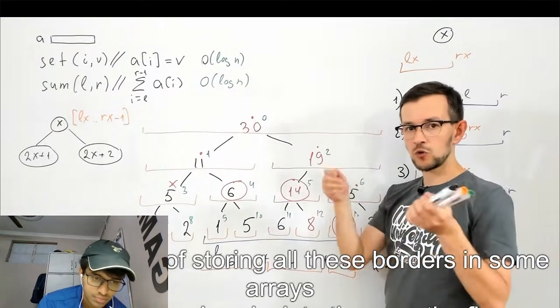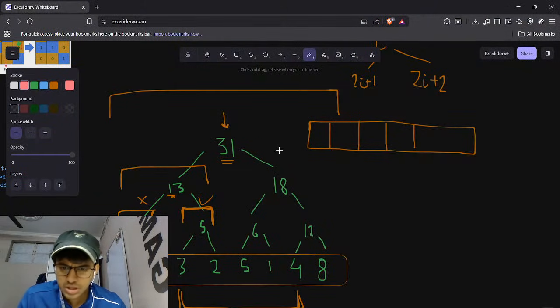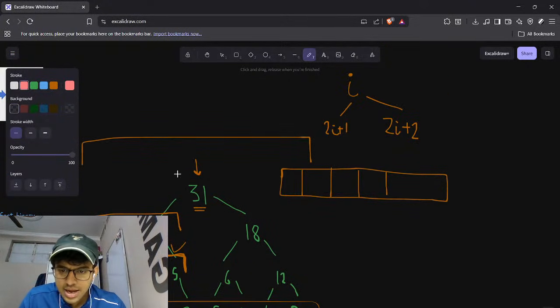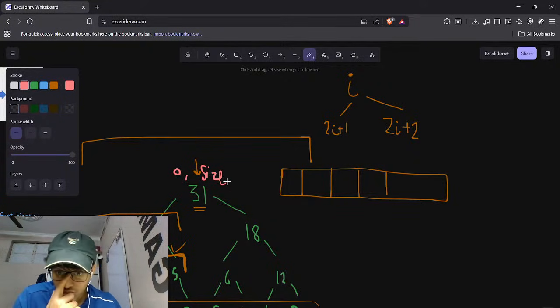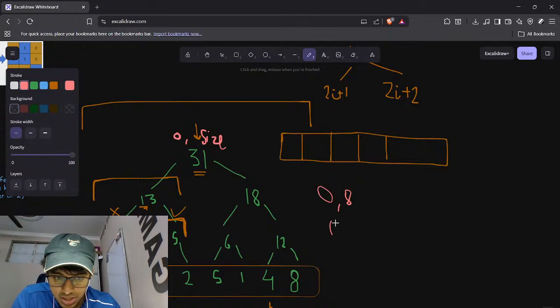Again, instead of storing all these borders in some arrays, we will simply calculate them on the fly. Calculating borders is also easy. I remember he told a method that for this the border would be 0 comma size, right? 0 comma size. The upper limit is not included, by the way. For this the size would be 8, so the border is 0 comma 8. That basically means 0 comma 7, 8 is not included. Okay, it's 0 comma 8.